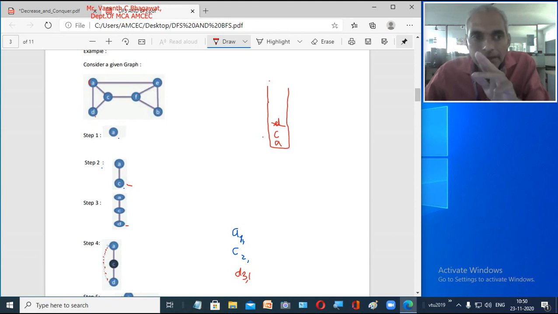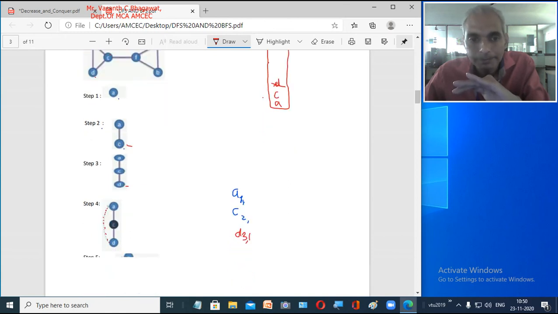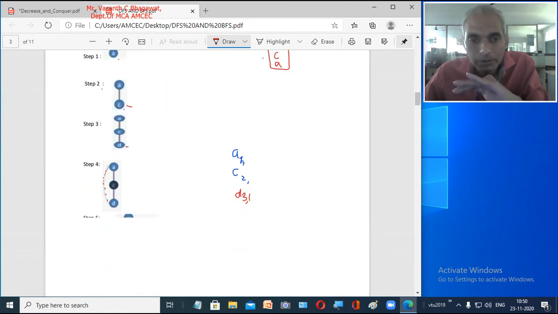A is already visited. D is also visited, right? Then F. F is not yet visited. So from C we will go to F. So the next node we are going to is F.